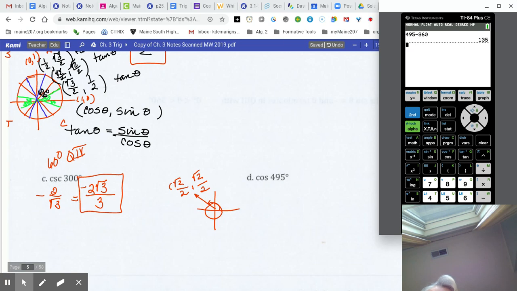And if I'm looking for the cosine of 495 degrees, I have to know where I am sitting. So the cosine is sitting in the second quadrant of 495 degrees. And so therefore, your sine is your positive one, so I know that I have a negative root 2 over 2.